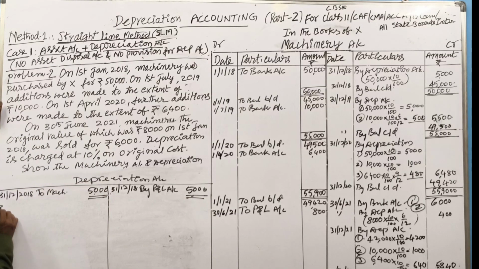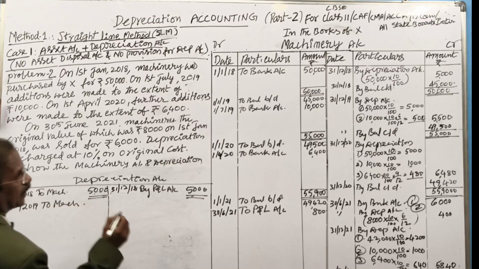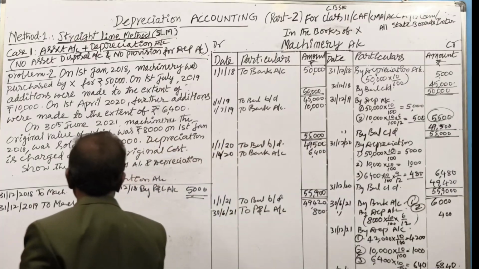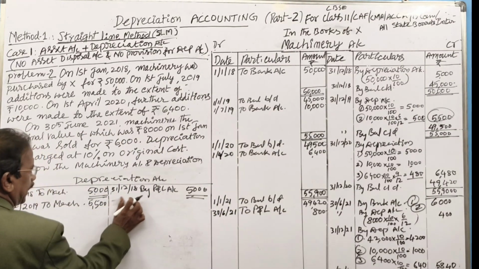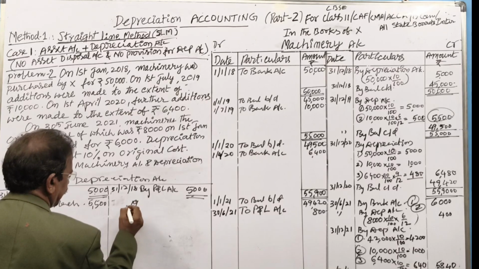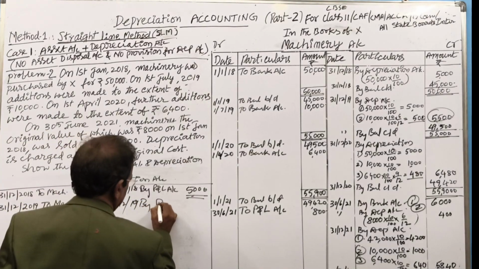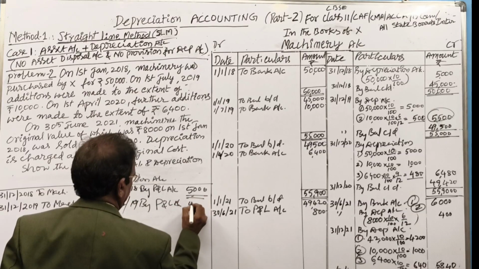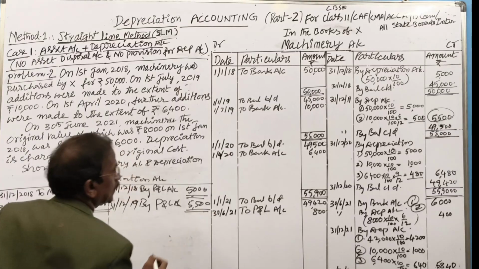Now the second year, 31/12/2019, to again machinery. Second year, what is the depreciation? This one, 5,500. Same amount. Again the date, 31/12/19, by P&L account. How much is that? 5,500. Draw lines like this.